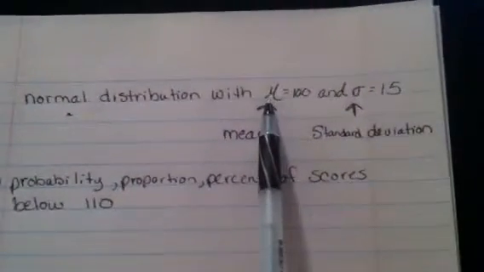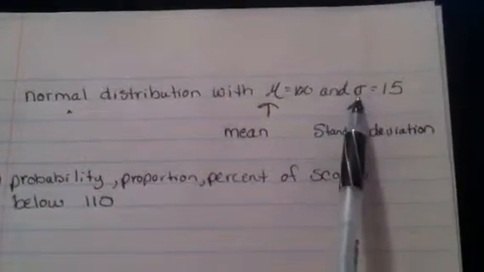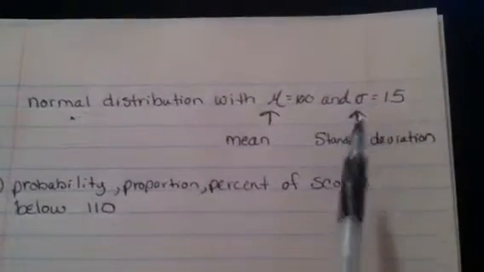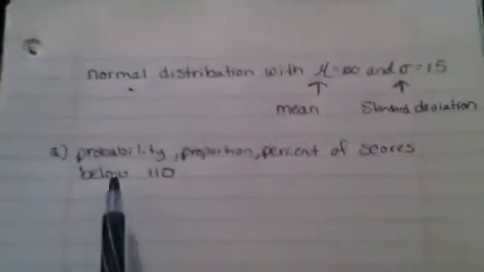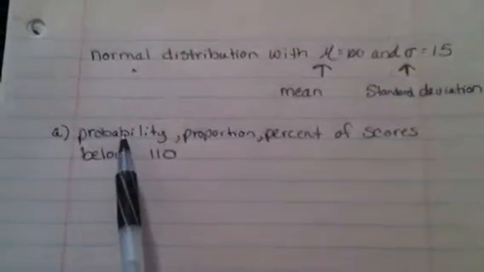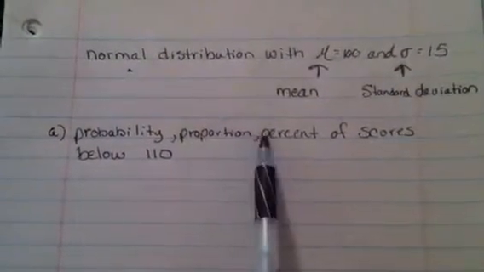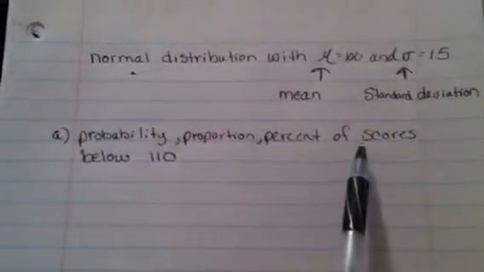You might see this mu symbol, which stands for the mean of the population, and a sigma. It's kind of a funny looking o that stands for the standard deviation of your population. And then they may ask you questions in a different manner. They would like to know the probability, the proportion, the percent. They could say the fraction of. With this instance, we're just going to talk about test scores.